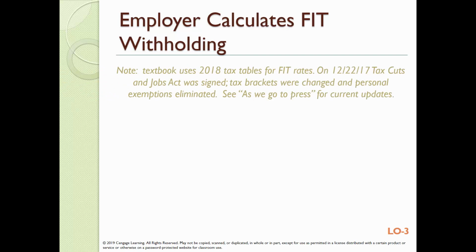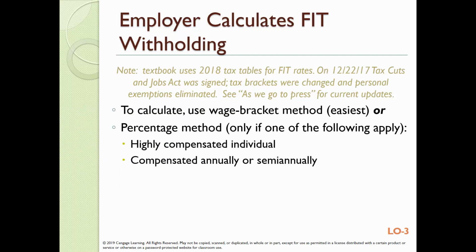Okay, so I just wanted to tell you that the textbook is using the 2018 tax tables. On 12/22/17, the Tax Cuts and Jobs Act was signed. The tax brackets were changed pretty dramatically, and personal exemptions were eliminated. There's a link you can go to called As We Go to Press. But for our purposes, we're going to use the brackets that are in the book, recognizing that those are not the most updated ones. We just need to get our numbers from one place, so we're going to use the book.